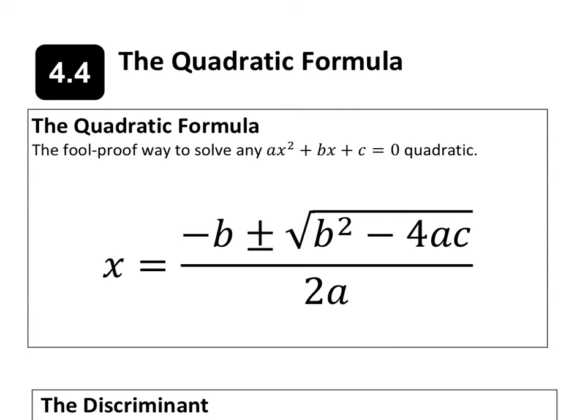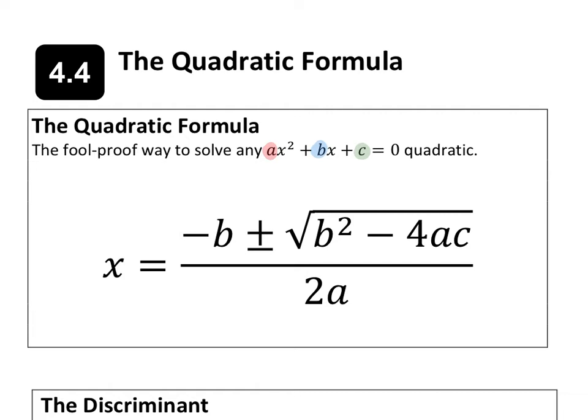It is called the foolproof method, which means you really can't mess it up unless you mess it up. The foolproof way to solve any standard form quadratic, so A's, B's, and C's. In the Kahoot or Gimkit we just played, you were asked a few questions like what is A, what is B, what is C? Remember that A is the number next to x squared, B is the number next to x, and C is the number straight up by itself.